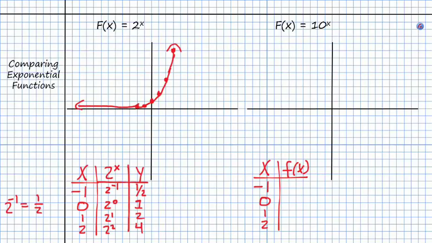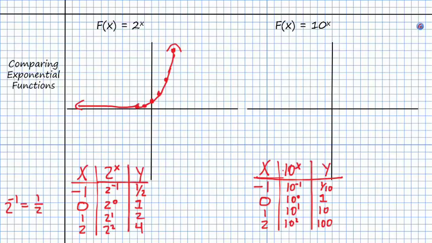All right, so that's 2 to the x power. Then over here we can do the same thing. So over here we're going to see 10 to the negative 1 power, 10 to the 0, 10 to the first, and 10 to the second. And our outputs will be 1 over 10, 1, 10, and 100. So we see how this is actually going to grow much faster.